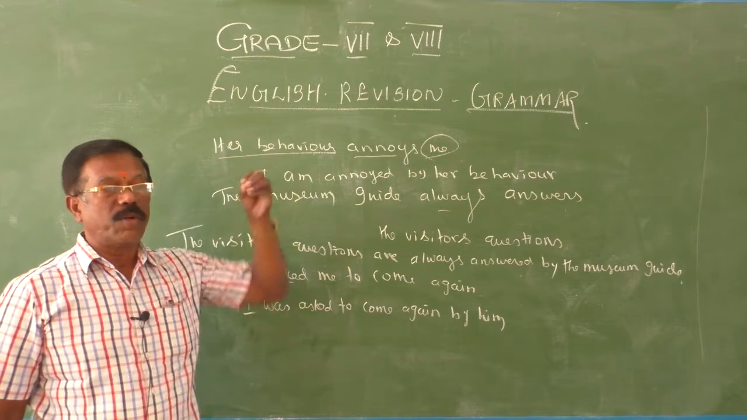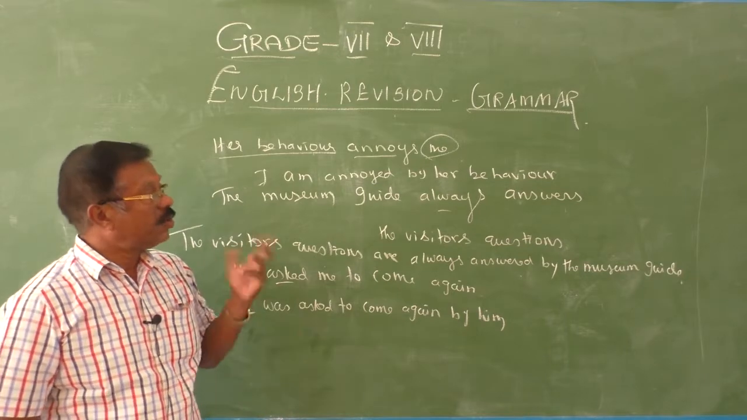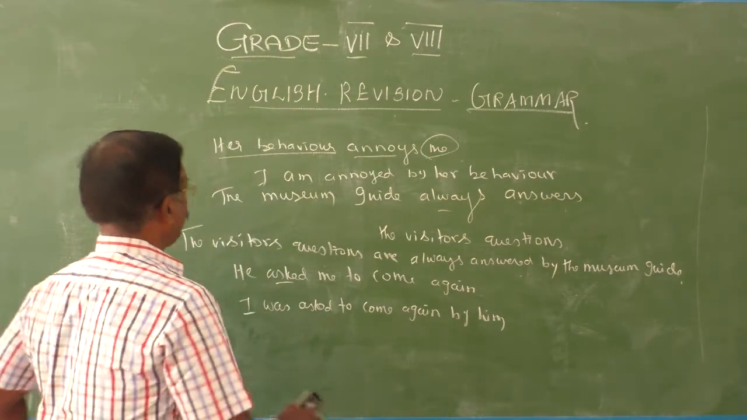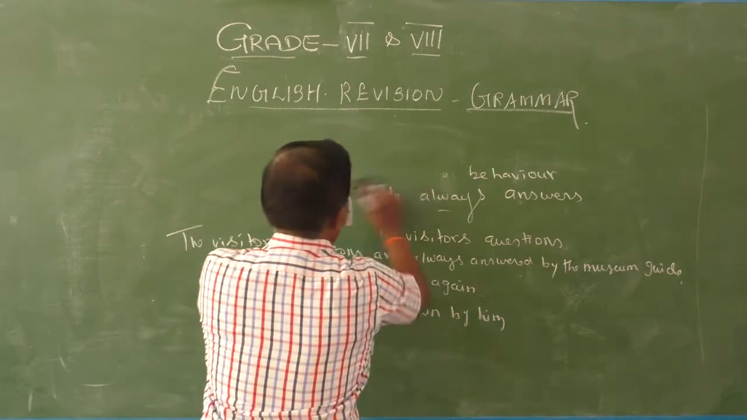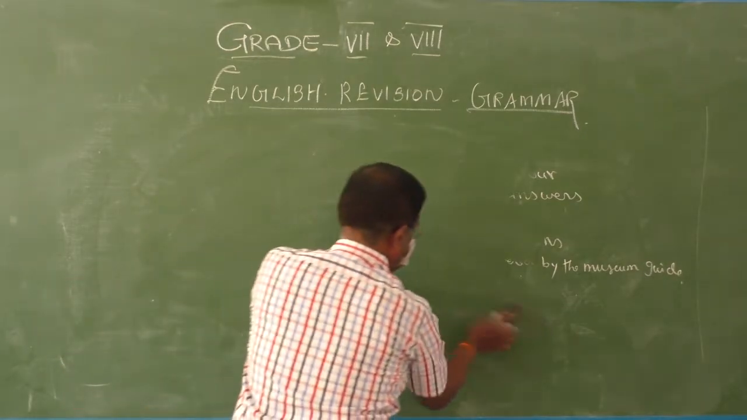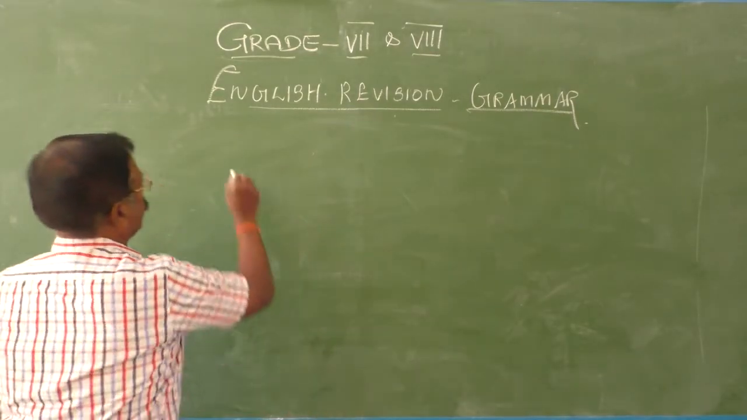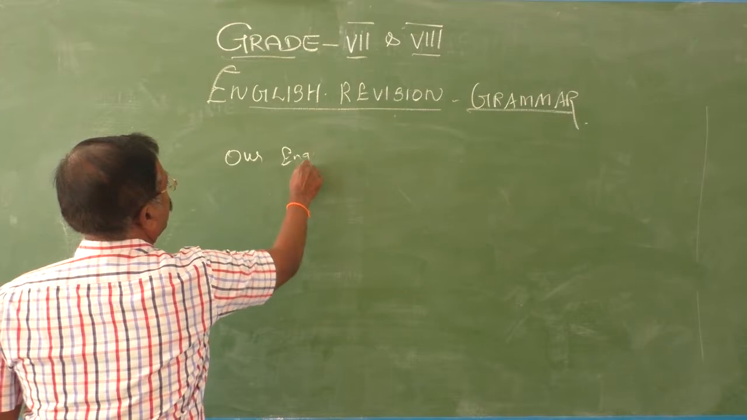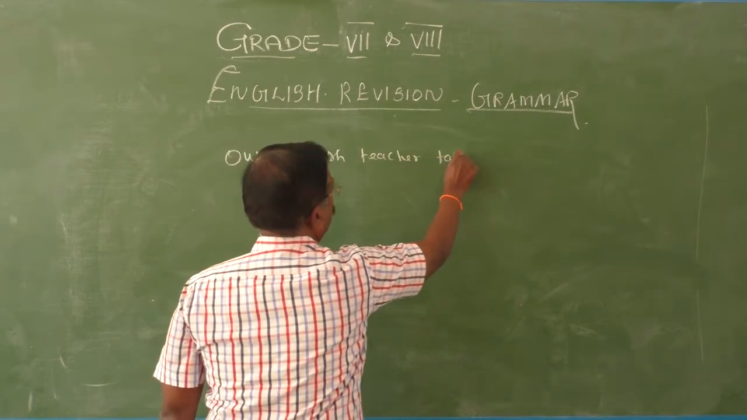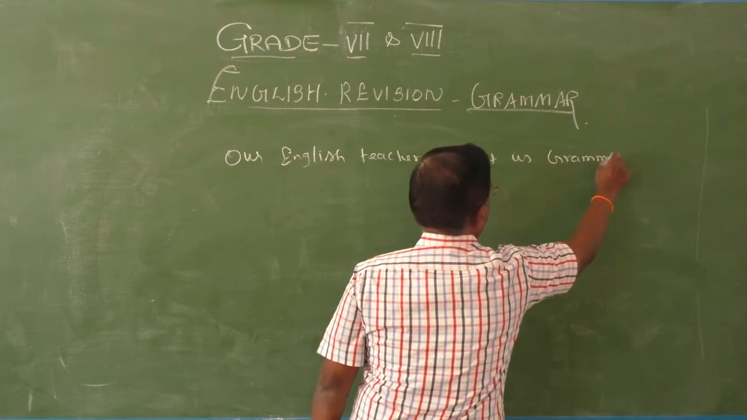Sometimes you may have more than one object, two objects in a sentence. On such occasions, you have to write two passive forms. For that, I will give you one example. Listen to me carefully, children. See, a sentence with two objects: our English teacher taught us grammar.